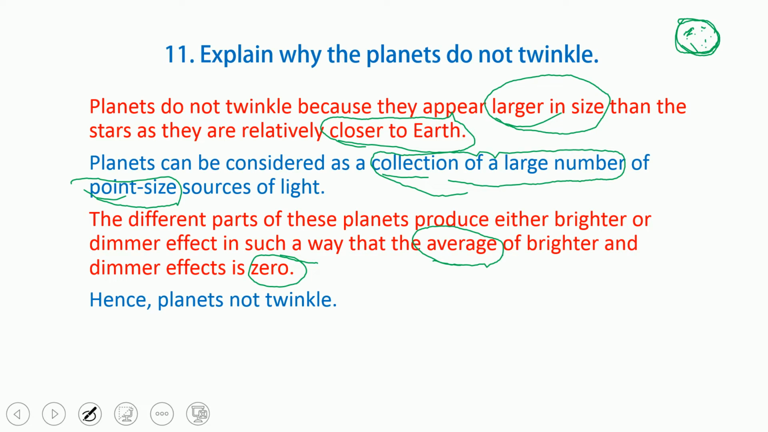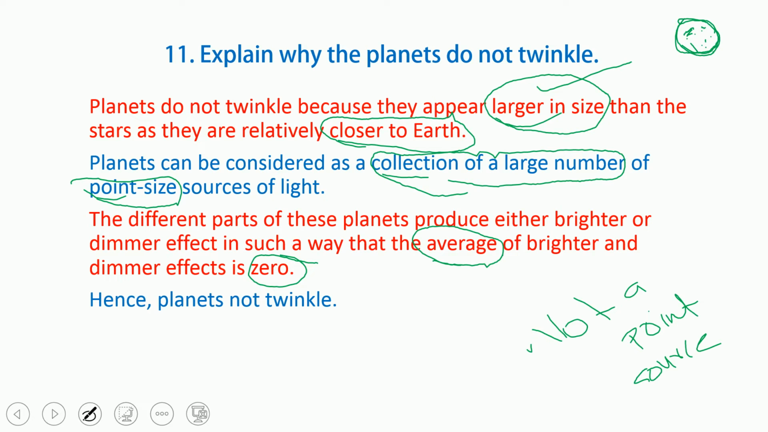So we can't see it as a simple point. Now, this is the main point here: it is not a point source, it is larger in size. That is the main point. It is a collection of a large number of point-size sources, so the average of the brighter and the dimmer effect is zero.